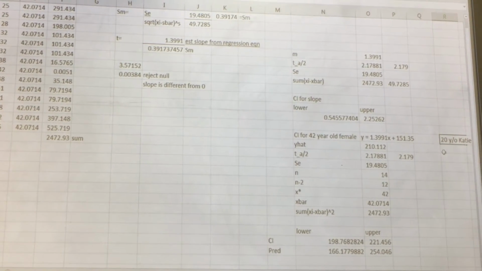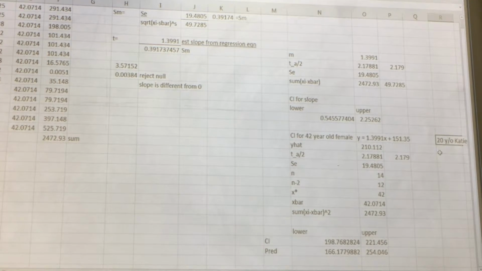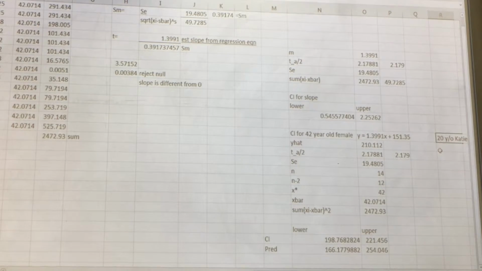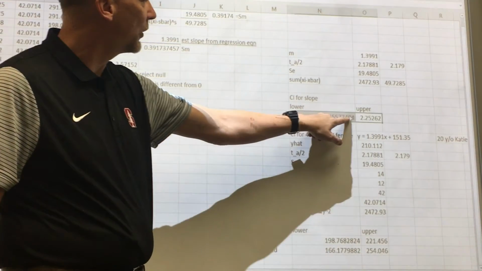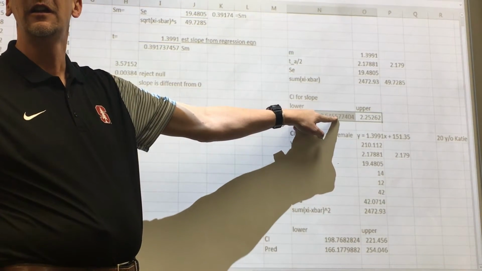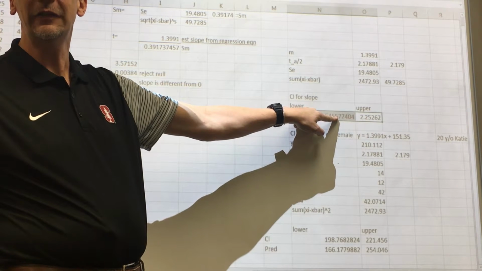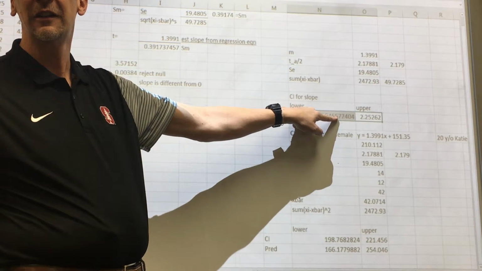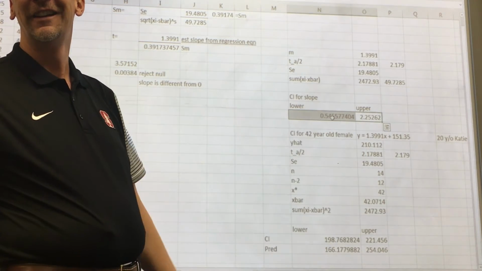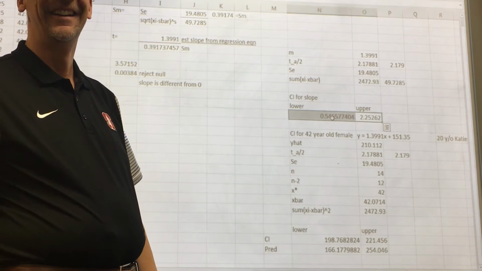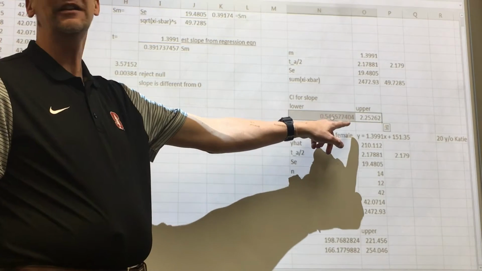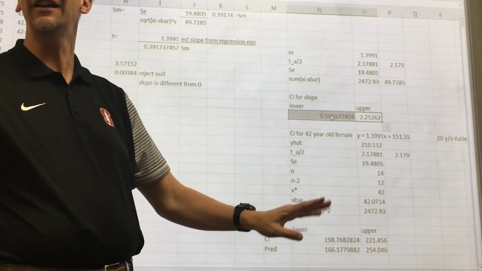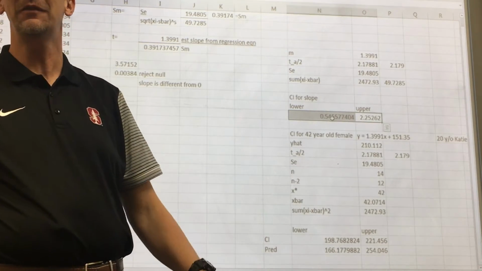So, you don't always have a null with a confidence interval, so a null doesn't really apply in this case. You could go back to the slope here and ask, is the slope significant? And you would say in this case, is the slope significantly different from 0?